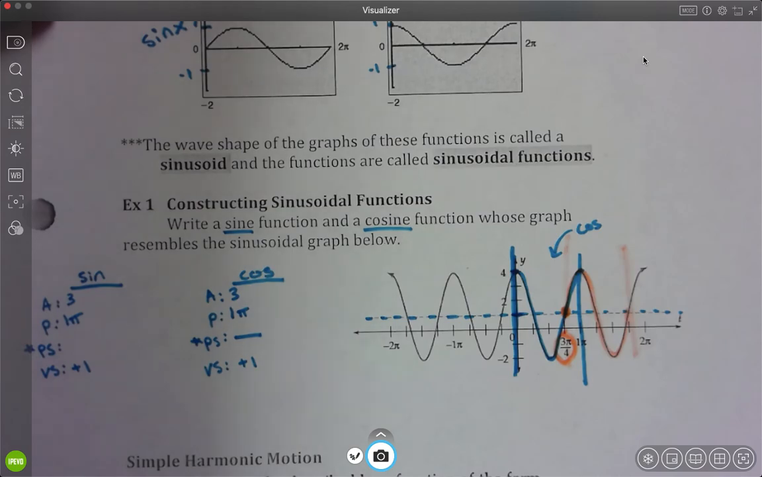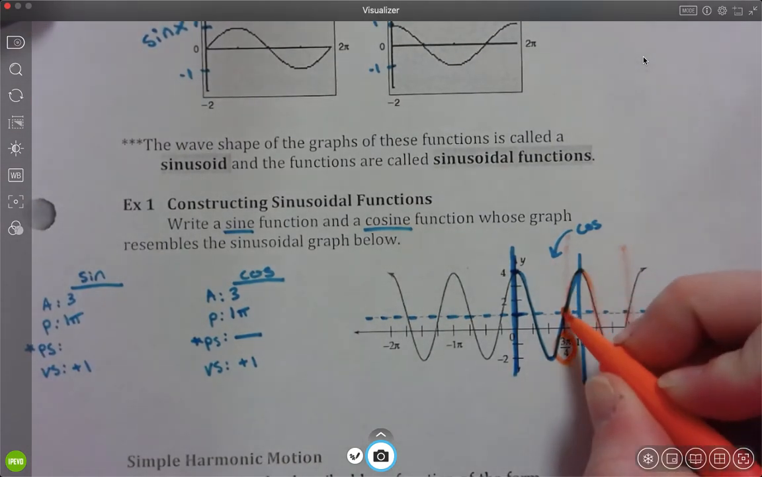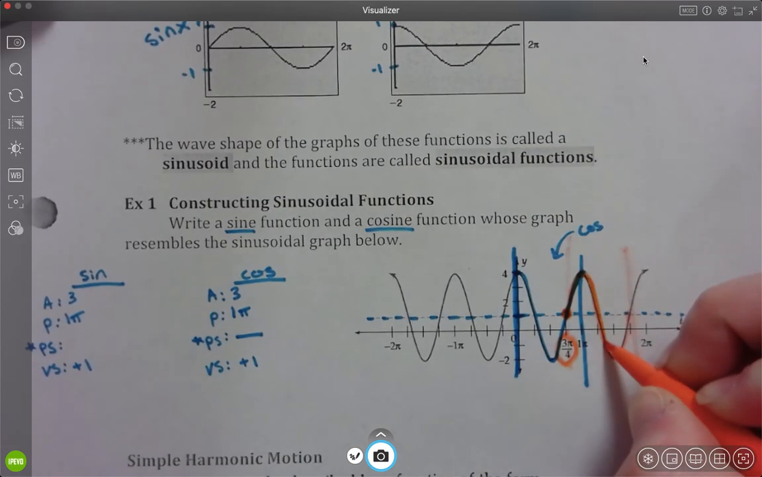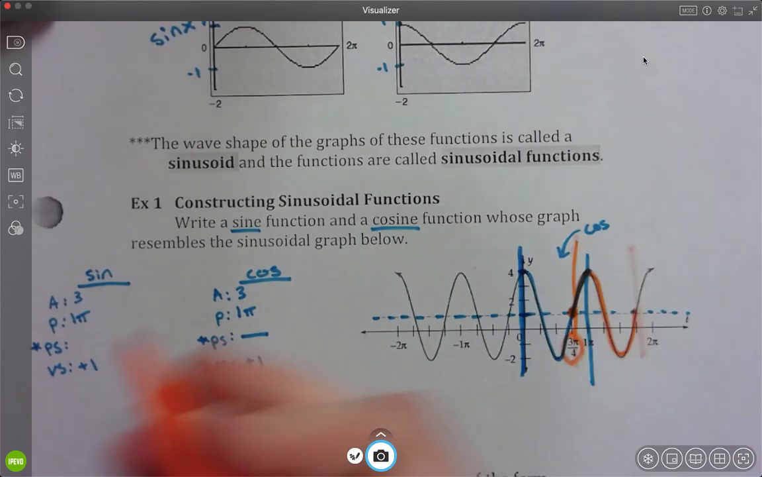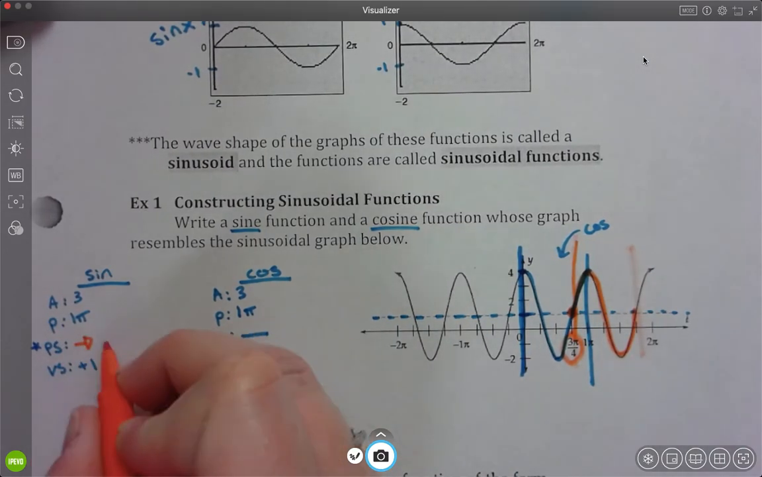So my sine graph is going to start over here at 3 pi over 4, and it's going to go up and down and come back up again. Basically my phase shift is shifted to the right 3 pi over 4. That's what I need to change about my sine function.